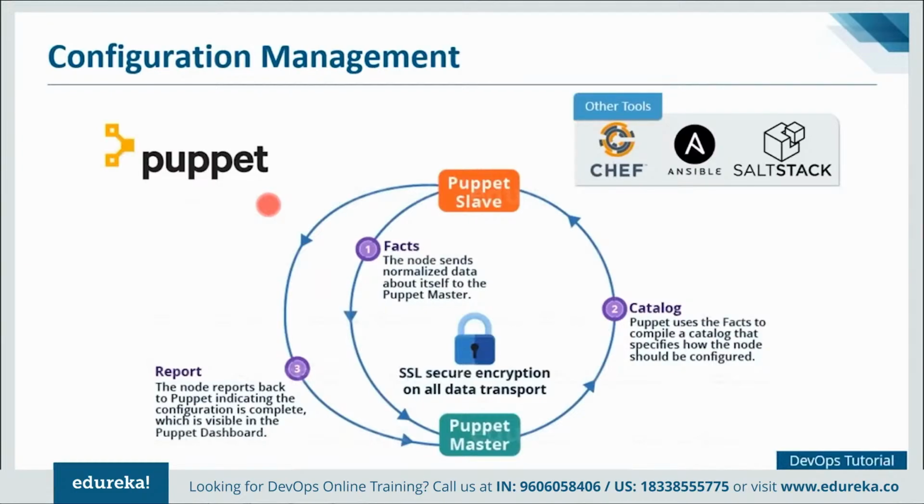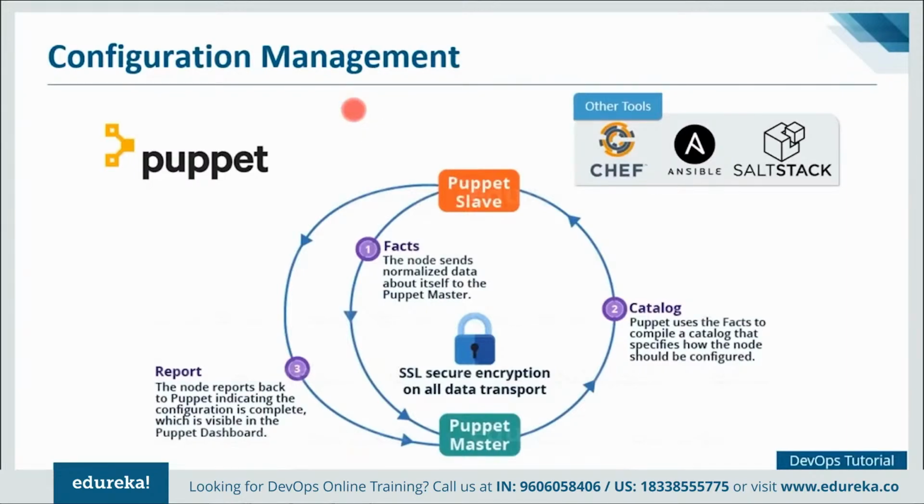In push configuration, the master will actually push the configurations onto the nodes, which happens in Ansible and SaltStack, but does not happen in Puppet and Chef. So these two tools follow pull configuration, and Ansible and SaltStack follow push configuration, in which these configurations are pushed onto the nodes. And here in Chef and Puppet, the nodes will pull those configurations. They keep on checking the master at regular intervals. And if there is any change in the configuration, they will pull it.